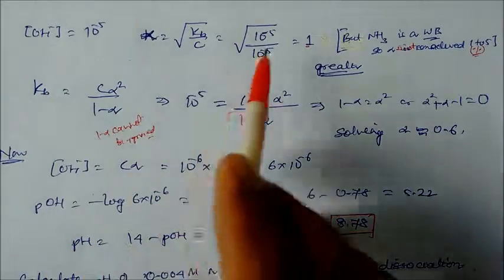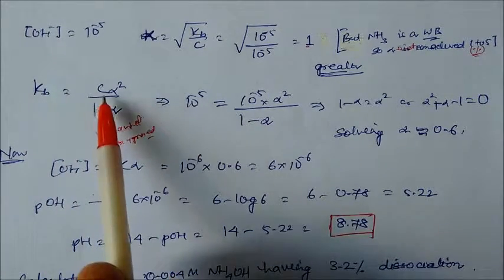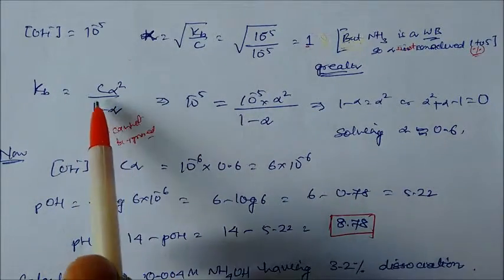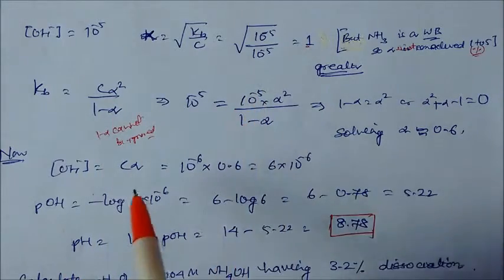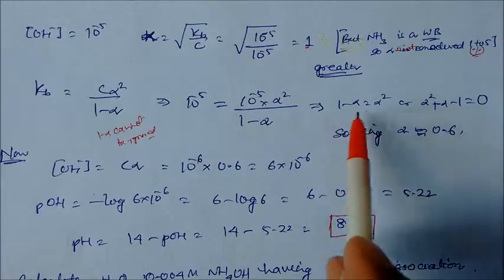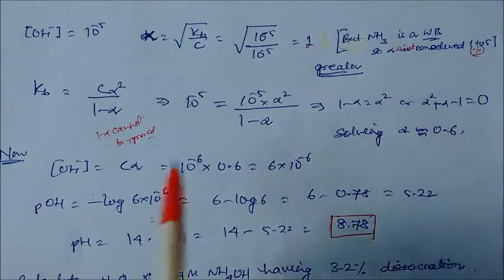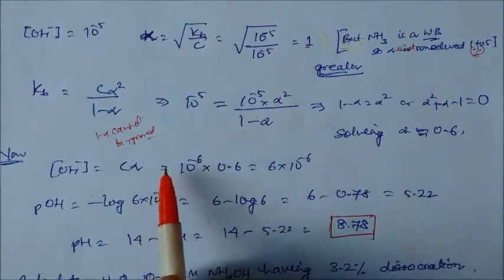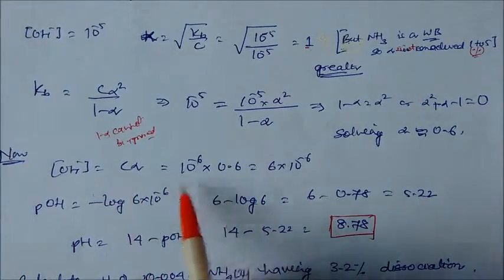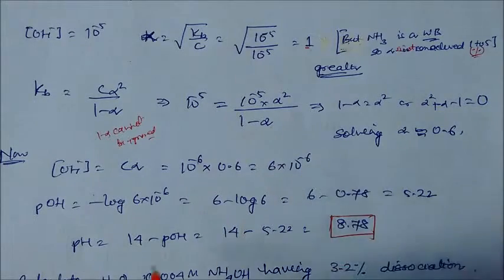So what is the value of alpha? Kb is 10 power minus 5. C is given here as 10 power minus 5 concentration. Kb equals C alpha square divided by 1 minus alpha. On solving you will get alpha equal to 0.6. So the concentration of OH is C into alpha. C is this much, alpha is 0.6, so 6 into 10 power minus 6.